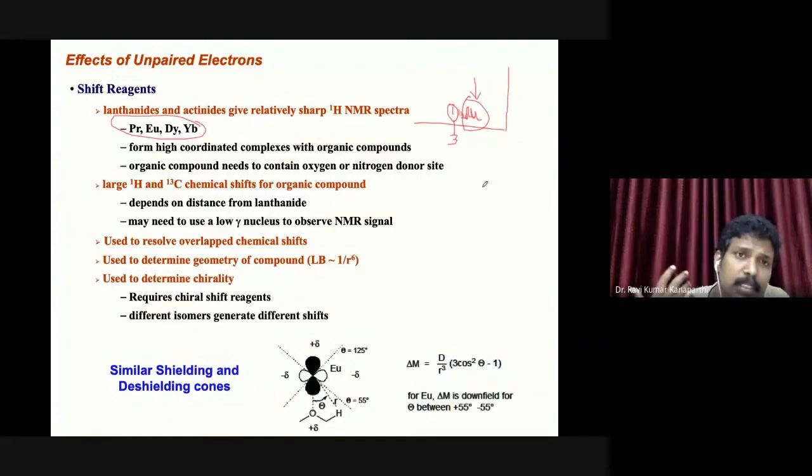The idea of chemical shift reagents in NMR spectroscopy is basically to stretch the NMR scale and to assign the geometry of the molecular structure to a particular molecule in an easy manner. That's the concept, right?